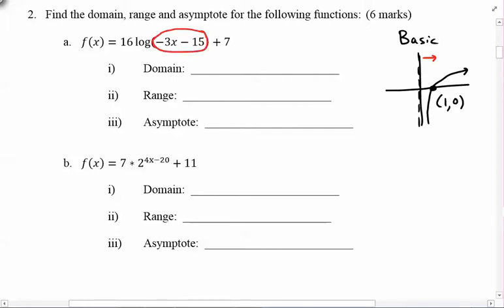To find out what the horizontal translation is, all I do is take whatever is inside of the log and set it equal to 0. And then I move over everything to the other side and solve for x. So I get x is -5. That's the equation of the asymptote.